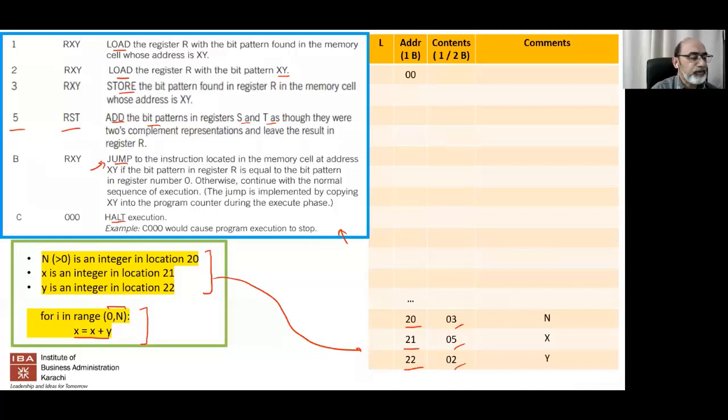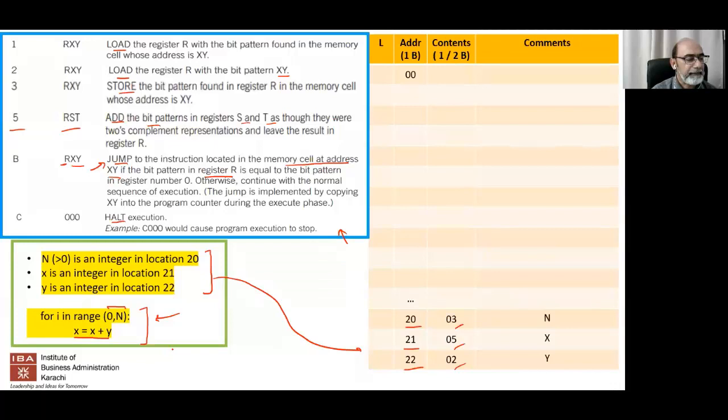So now let's focus for a few minutes on the jump instruction itself, because it's kind of complicated. It says: jump to the instruction located in the memory cell at a certain address if the bit pattern in register R is equal to the bit pattern in register 0. So for example, we take a particular register, and we say if the contents of that register are equal to the contents of register 0, then we're going to jump to memory location XY. So how would we use this jump instruction to implement this iterative algorithm? How could we use that?